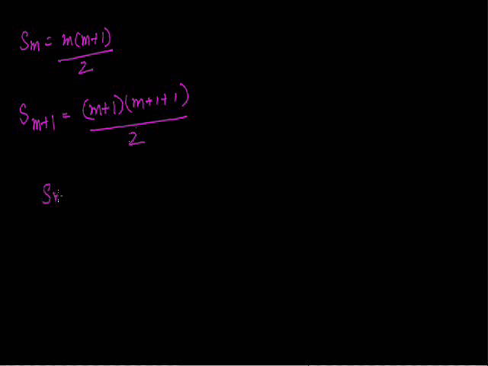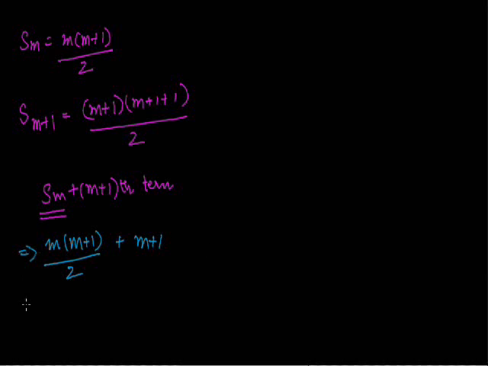Now we have the sum till m terms, and we are trying to go for the sum for m plus 1 terms. So we will use the sum for m terms and add the m plus 1th term to it. The sum for m terms is m into m plus 1 by 2, and we add the m plus 1th term, which will be m plus 1.